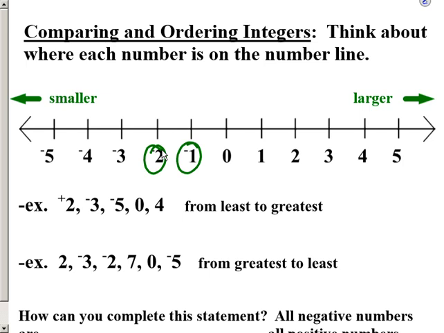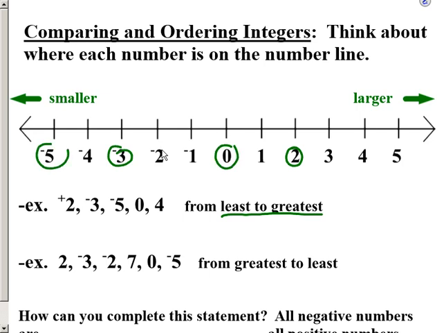So if I look at this first set of numbers that I want to put in order, I've got +2, -3, -5, 0, and 4. And I want to put them in order from least to greatest. It's important to pay attention to which order we want to go in. So I'm going to think about where those numbers are on my number line. If I want to put them in order from least to greatest, the farthest left is going to be my lowest number. So it's going to be -5, then -3, then 0, then 2, then 4.